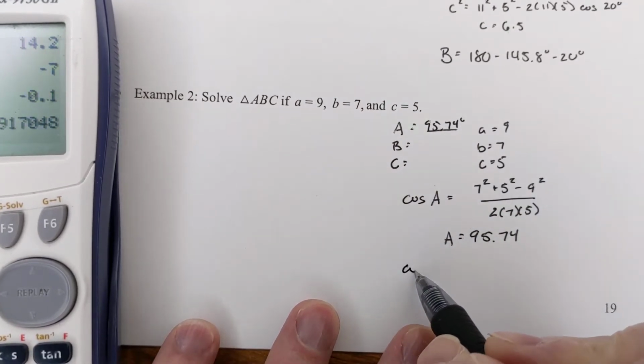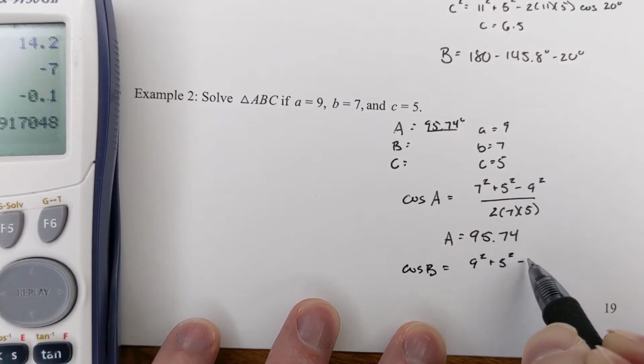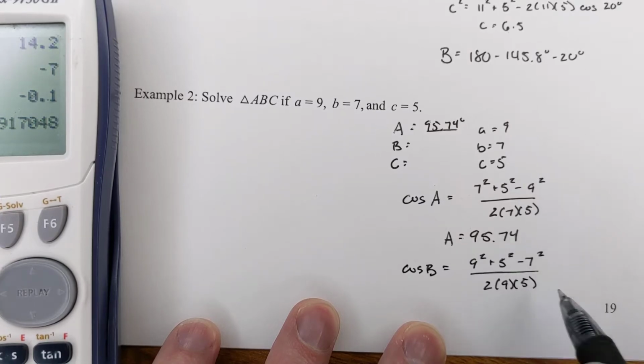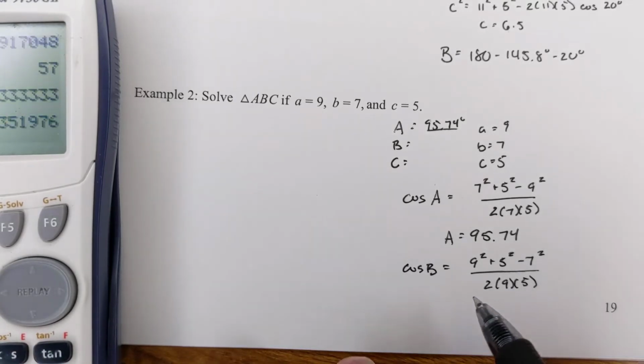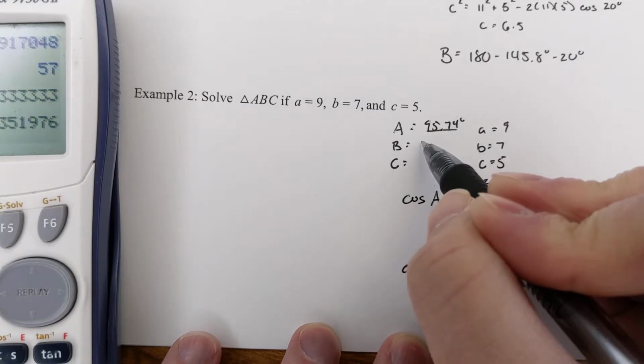Repeat the process for B. The cosine of B is equal to a squared plus c squared minus b squared over 2ac. So 9 squared plus 5 squared minus 7 squared. Divide by 2, divide by 9, divide by 5. Take the inverse cosine. Angle B is 50.70 degrees.